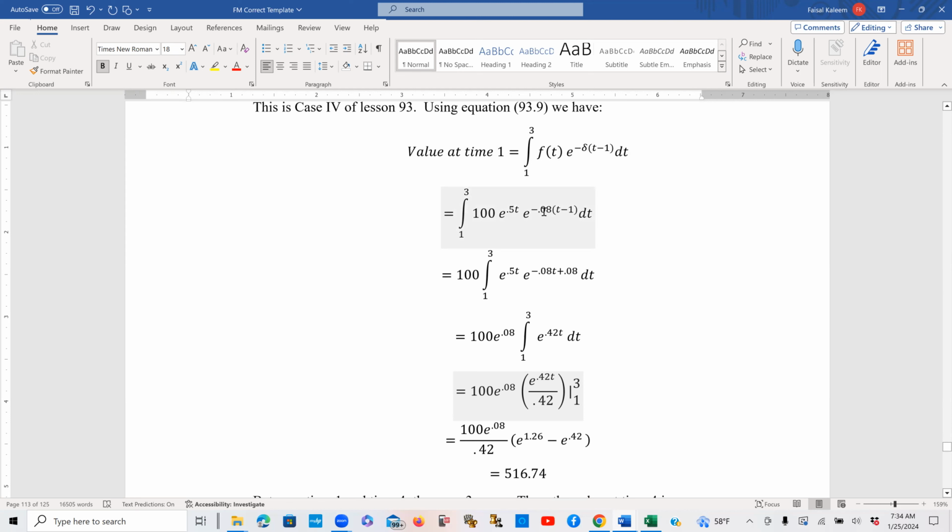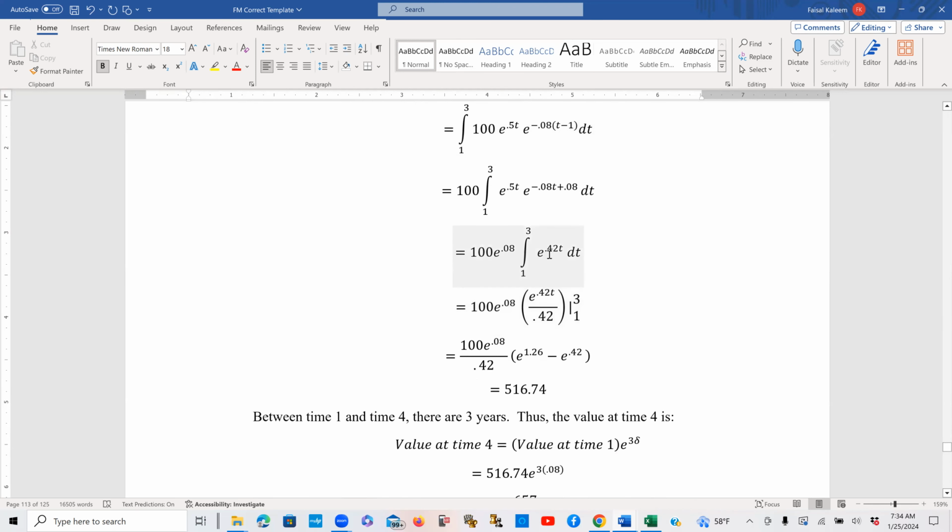Now we can break up this power. We first distribute, and so we get negative 0.08t plus 0.08. We can break it up into e^(-0.08t) times e^(0.08), and e^(0.08) is a constant, so it comes out of the integral. With e^(0.5t) times e^(-0.08t), the powers add up, so 0.5 plus negative 0.08 is 0.42.